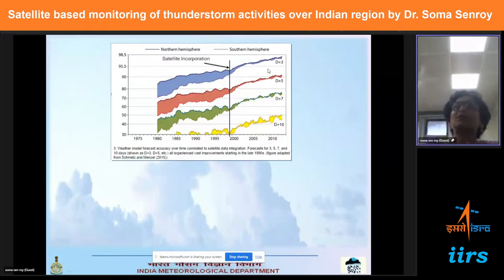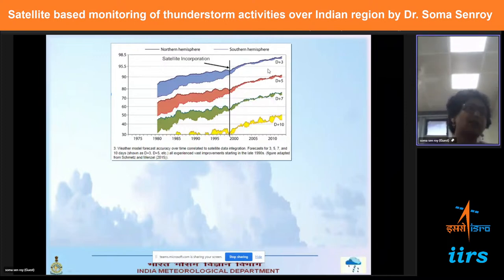A very important aspect of the globe, if you understand, is that most of the land region is in the northern hemisphere. So we have a lot more data for land-based observations over the northern hemisphere as compared to the southern hemisphere, where large parts are sea. It is only after the assimilation of satellite data that we could give a forecast of accuracy similar to the northern hemisphere for the southern hemisphere.